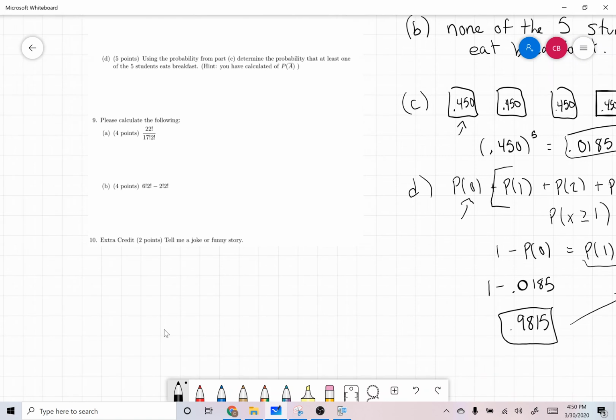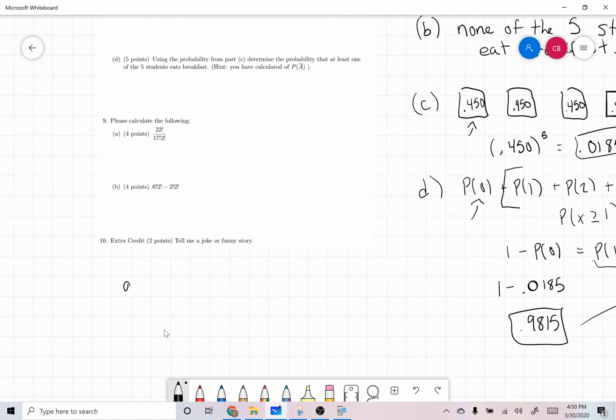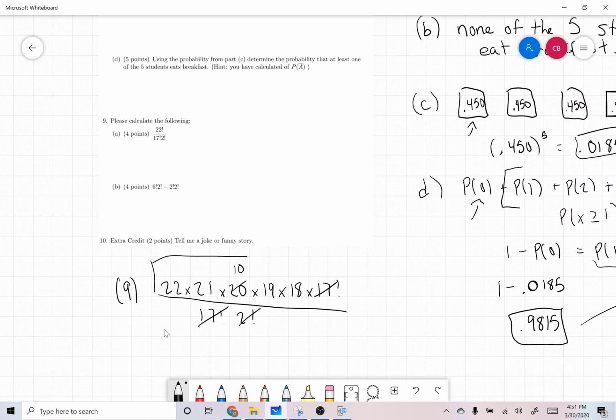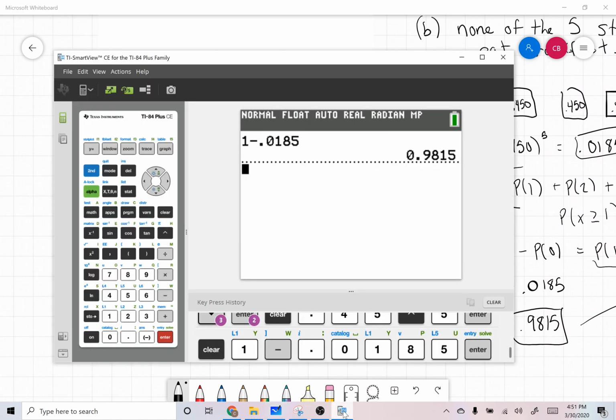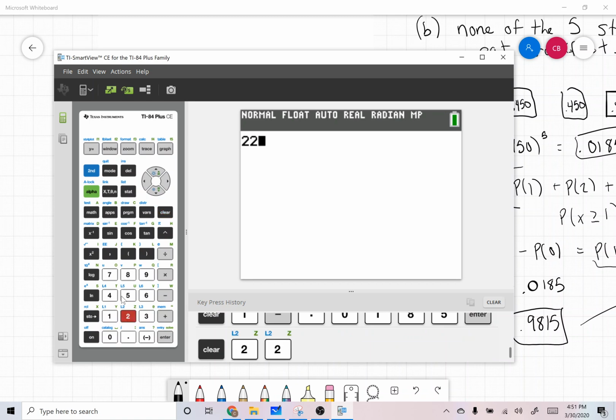Okay, so we're done with that. For part 9, you can either use the calculator or you can use the formula. We have 22 times 21 times 20 times 19 times 18 times 17 factorial over 17 factorial times 2 factorial, cancel. 2 goes into 20 10 times and multiply these things out. Or we can simply do 22 math.